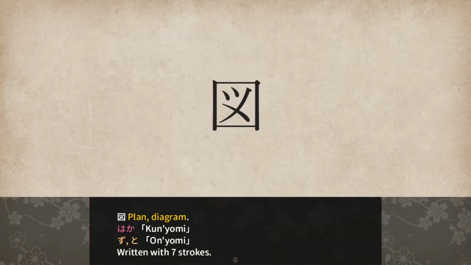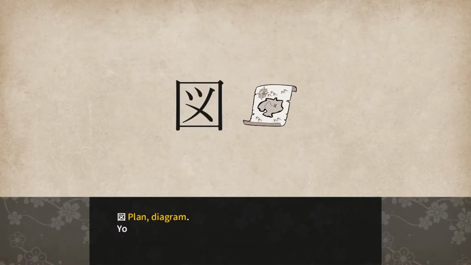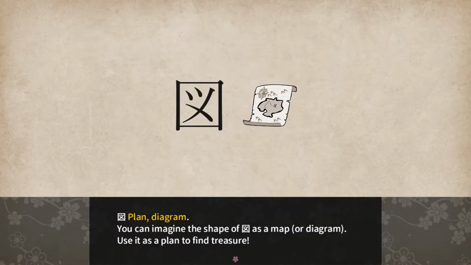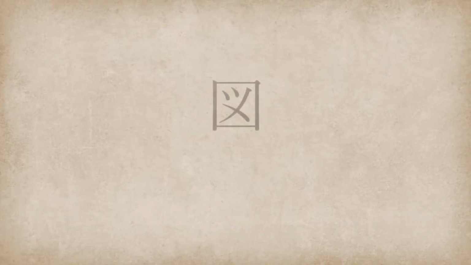Haka. Plan or diagram. Haka for Kun'yomi and Zu or To for On'yomi. Written with 7 strokes. You can imagine the shape of haka as a map or diagram. Use it as a plan to find treasure.